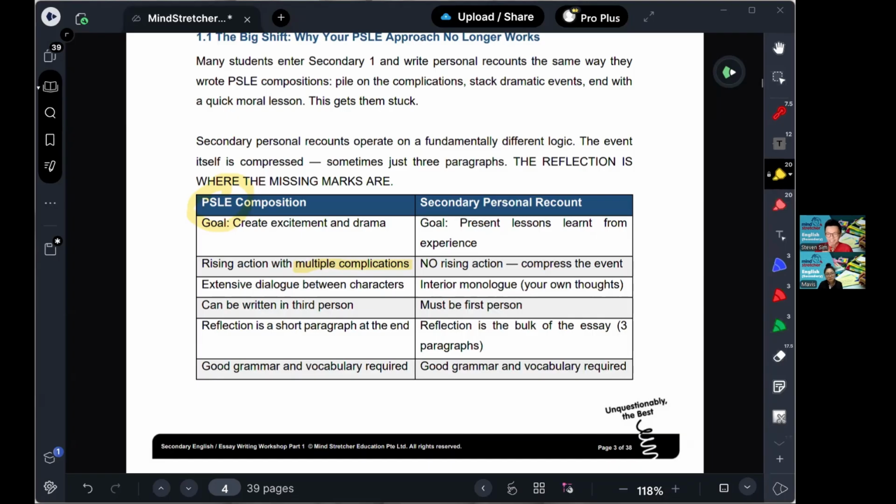We're not lying to them, but it's appropriate. It's age appropriate advice. But now you're no longer 11 and you're no longer 12 years old. And so your writing is no longer about piling up complications.